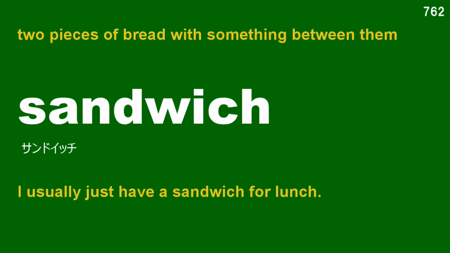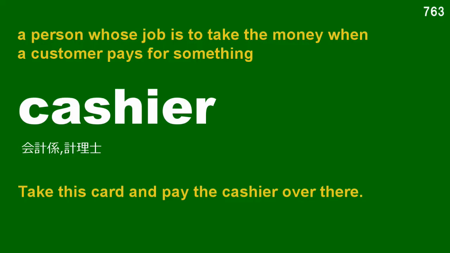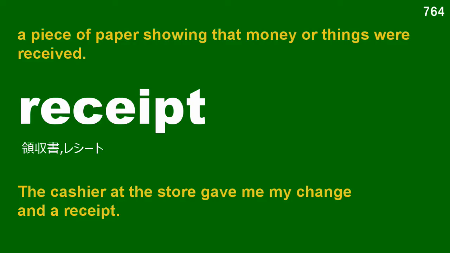Two pieces of bread with something between them. Sandwich. I usually just have a sandwich for lunch. A person whose job is to take the money when a customer pays for something. Cashier. Take this card and pay the cashier over there. A piece of paper showing that money or things were received. Receipt. The cashier at the store gave me my change and a receipt.